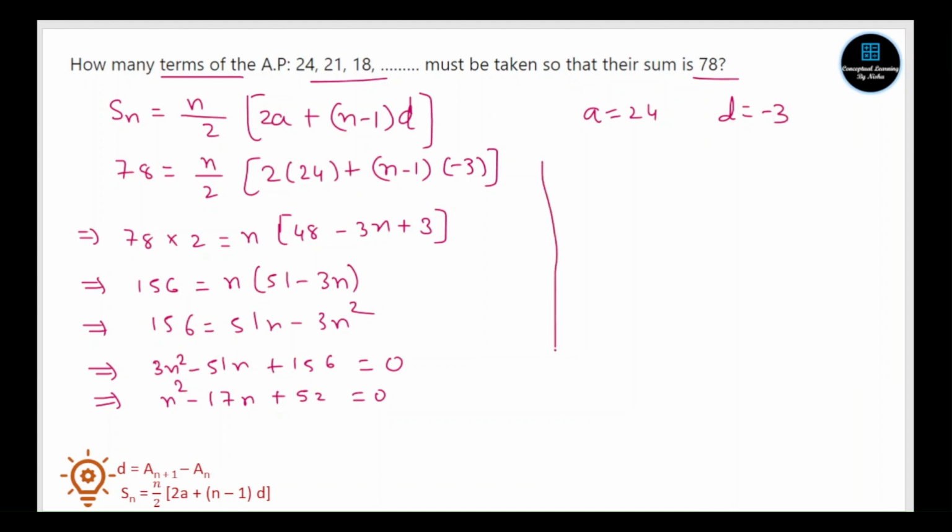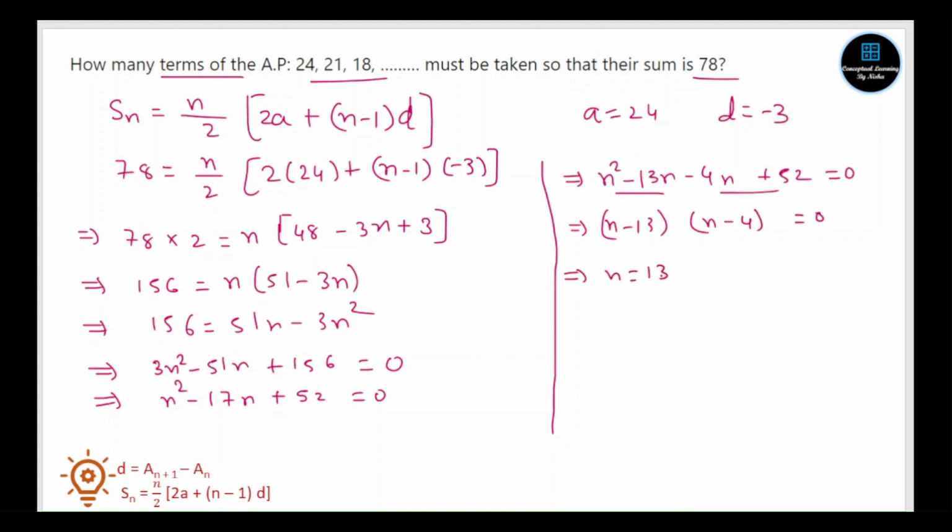So now let's do the factoring and find the value. n square minus 13n minus 4n plus 52 equals 0, and grouping and splitting, what will we get? (n minus 13) and (n minus 4) equals 0. So we get n equals 13 or n equals 4. Now, do you wonder why we get two values for n, the number of terms, here? Any idea?